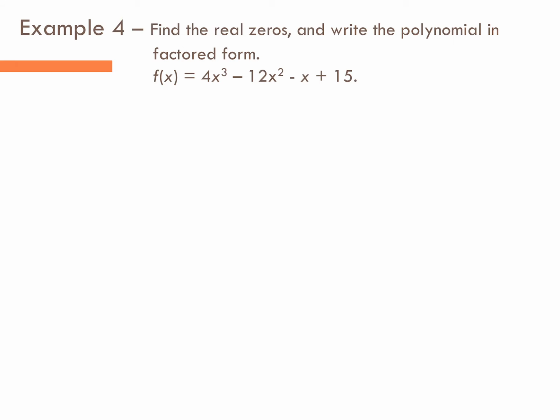So we're going to find our zeros, and we're going to write it in factored form. So we're going to do 2 things. We could go through and find all of our p's over q's, right? We could list out all of our possible answers right here. So our p values in this case would go with 15. So this would be 1, 3, 5, and 15, and our q's would be 1, 2, and 4.